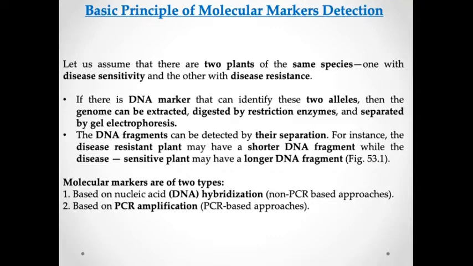Then DNA fragments can be detected by their separation. For instance, disease-resistant plants may have shorter DNA fragments, while the disease-sensitive plants may have longer DNA fragments. So that's how we can differentiate between a disease state and the non-disease state. That is, the disease-sensitive plants might have longer DNA fragments, whereas the shorter DNA might be found in the non-disease state. So they are divided into two parts, DNA hybridization and PCR amplification.